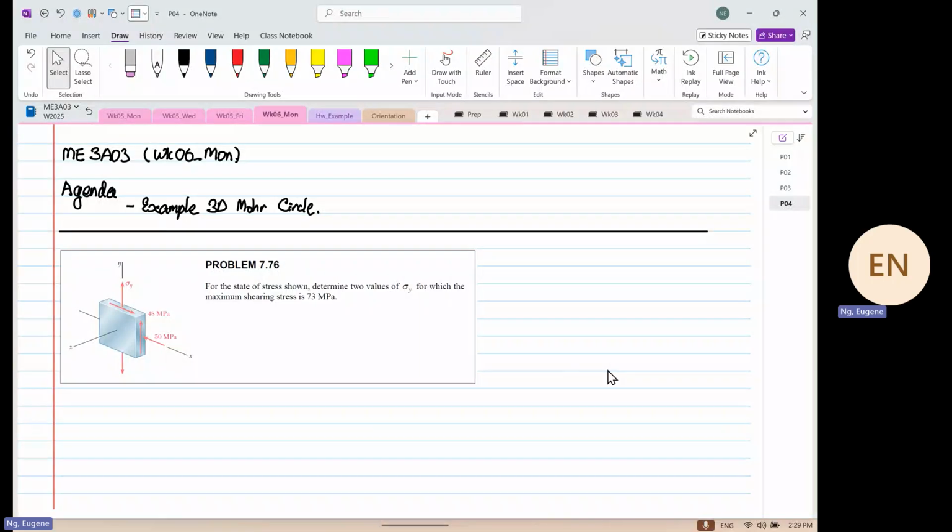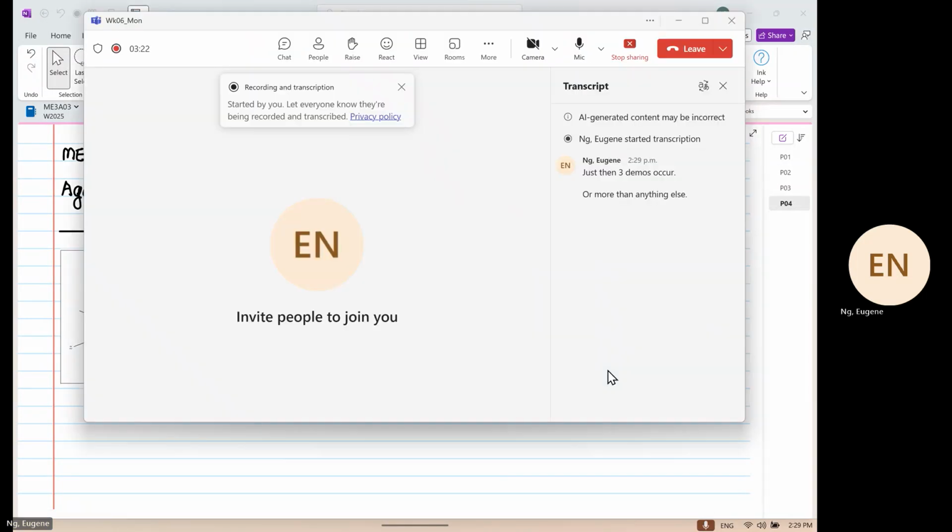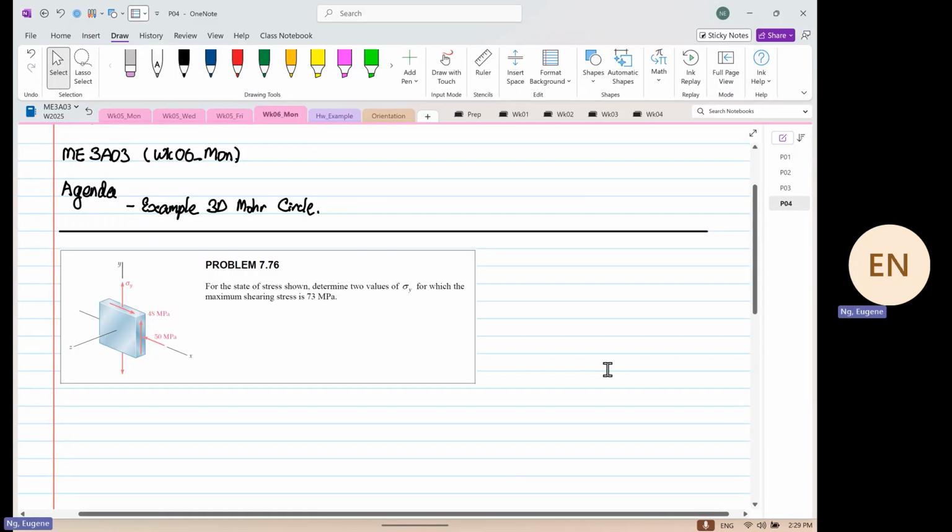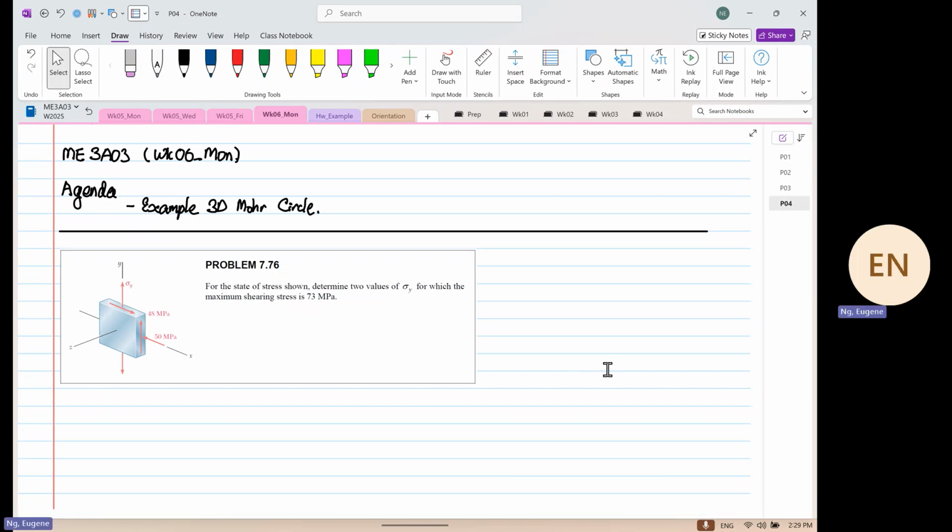Understand 3D Mohr circle or Mohr circle better than anything else. Right, so today we're going to look at this example. This problem wants us to find what is the value of stress Y. And I'm going to show you 4 possibilities. More important is why certain answers are correct and certain answers are wrong.